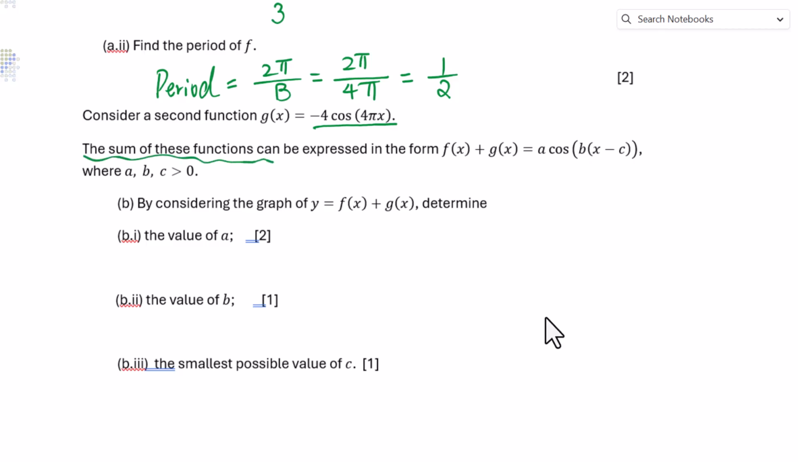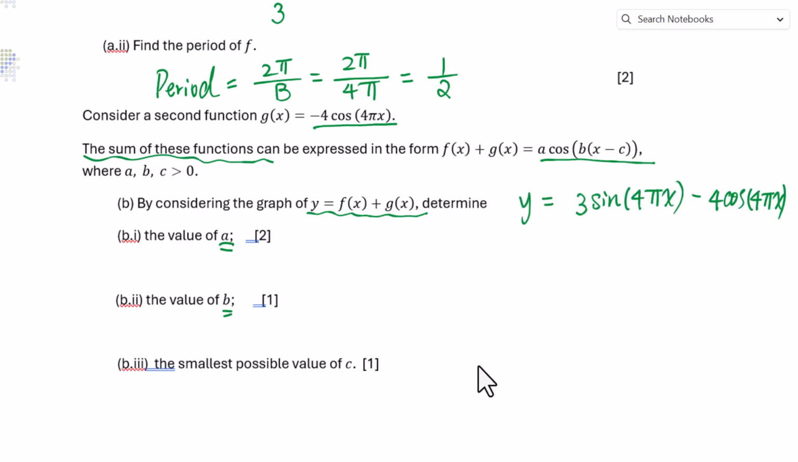The sum of these functions can be expressed in the form f of x plus g of x equals a cosine b x minus c, where a, b, c are positive values. By considering the graph of y equals f of x plus g of x, determine the value of a, the value of b, and the smallest possible value of c. Since y equals f of x plus g of x, we get y equals 3 sine 4 pi x minus 4 cosine 4 pi x.